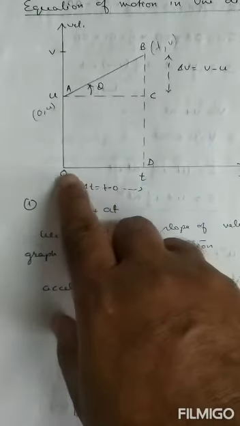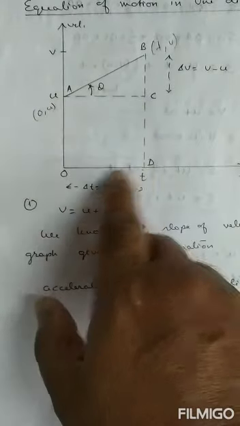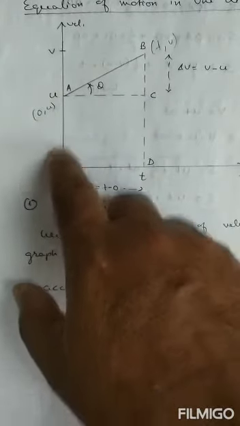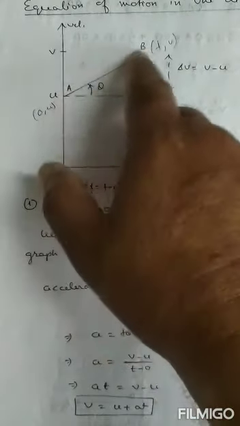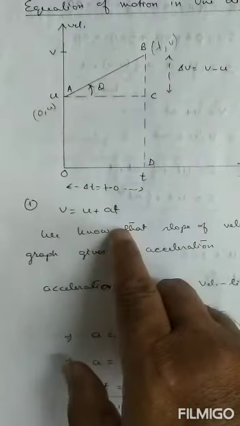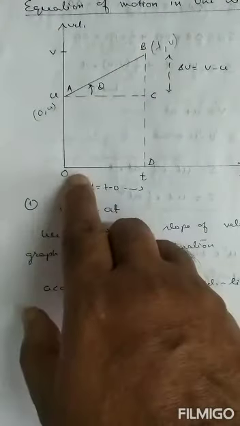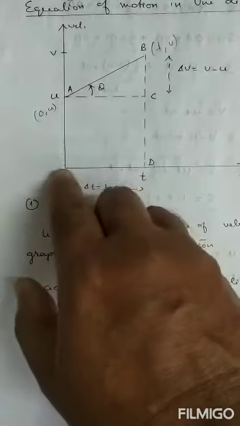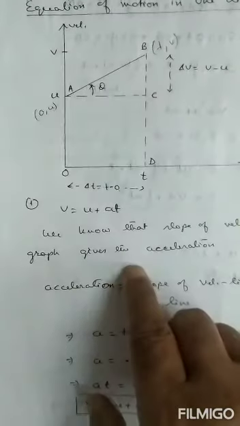What is the area below AB? It is the area of OACD, which is a rectangle, plus the area of triangle ABC. That means the area below AB can be written as the area of rectangle OACD plus the area of triangle ACB.